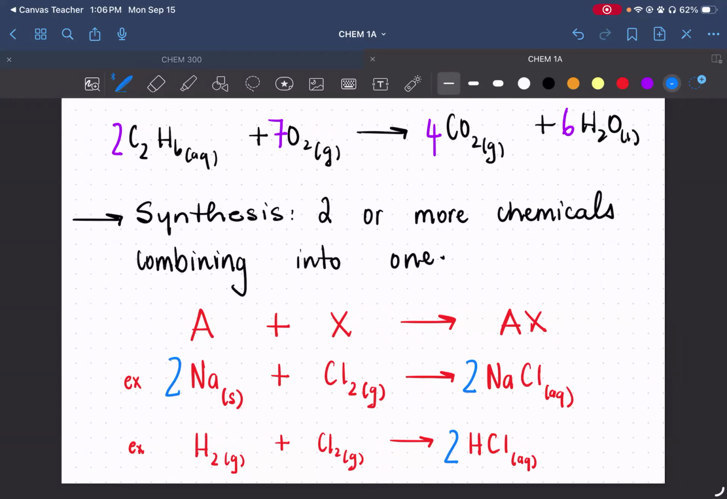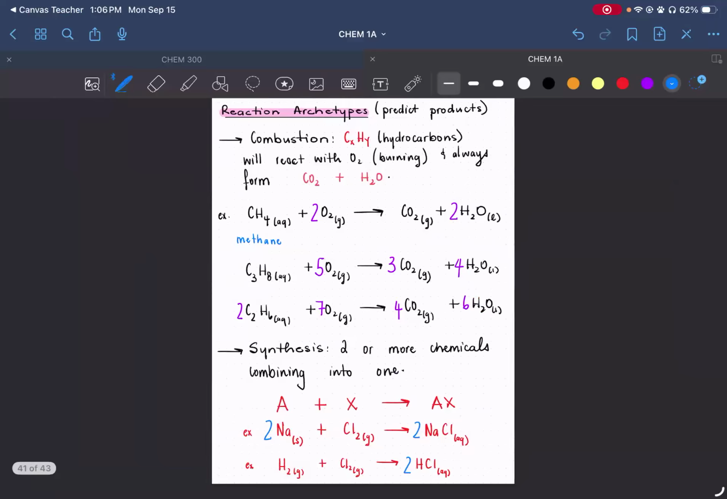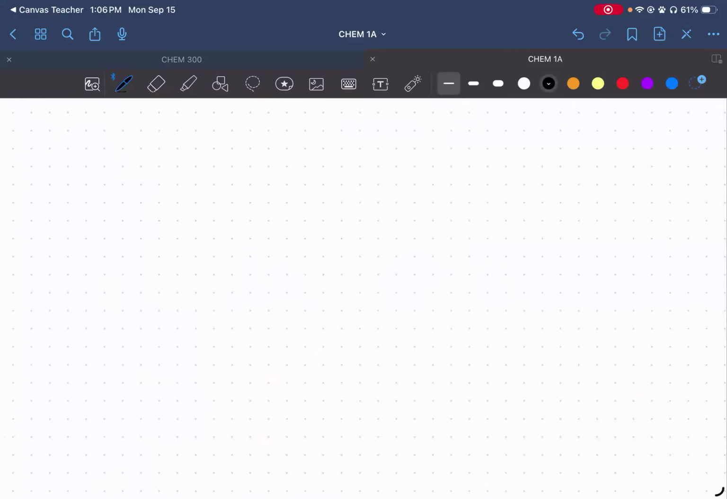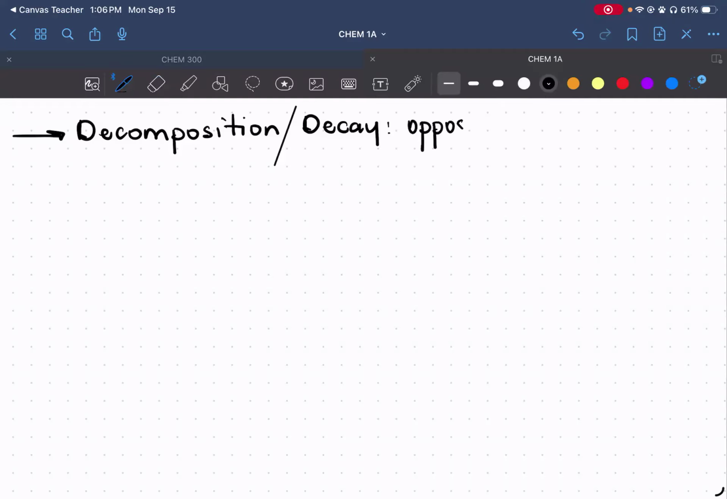That's synthesis. 2 or more chemicals combining into 1. Next up, decomposition. You might see some resources online or in your textbook refer to this as decay. Decay/decomposition, they mean the same thing. Quite literally, decomposition decay can be thought of as the opposite to synthesis.